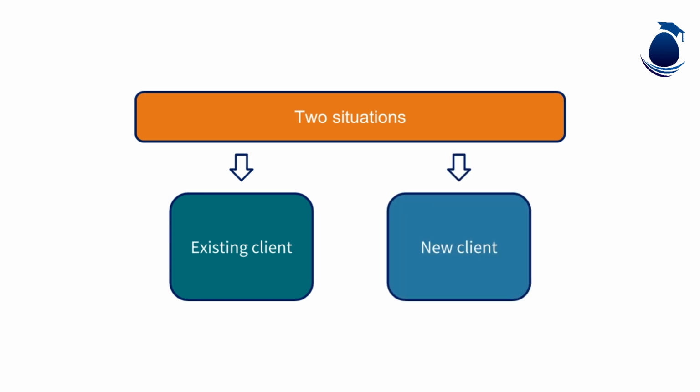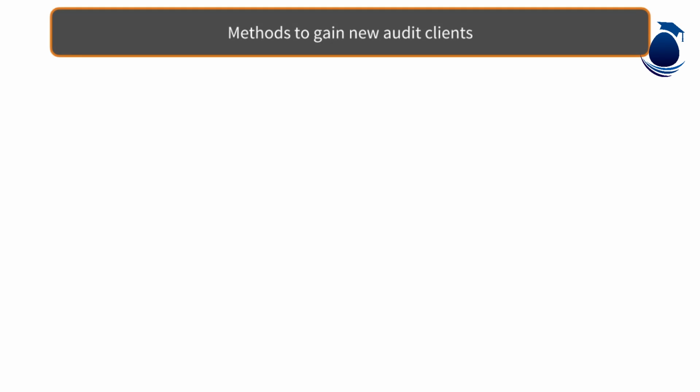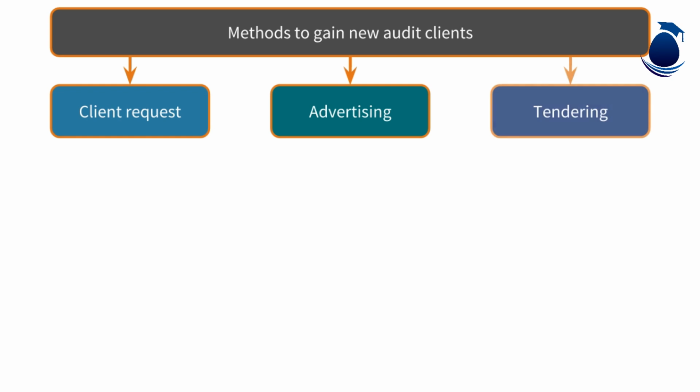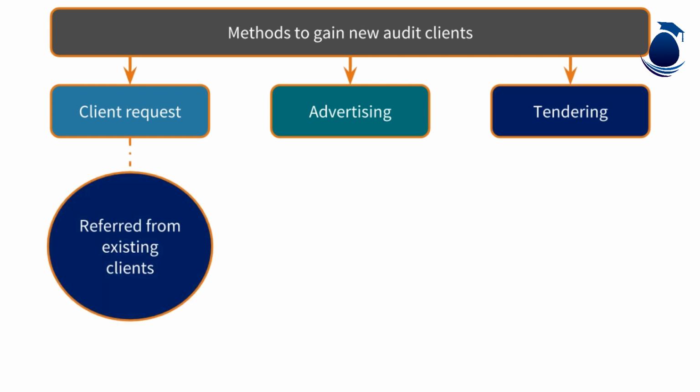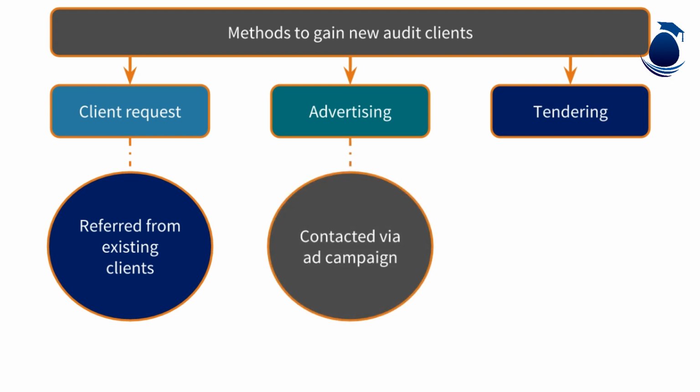Either way, both of these situations will require the same process to ensure the correct decision is made by the auditor. The new audit clients are generally gained by three methods: client request, advertising, and tendering. Clients are often recommended by existing clients and may contact the auditors directly to take on their audit work and other services. Advertising services often results in new clients approaching them. The tendering process often occurs with larger, often listed clients.